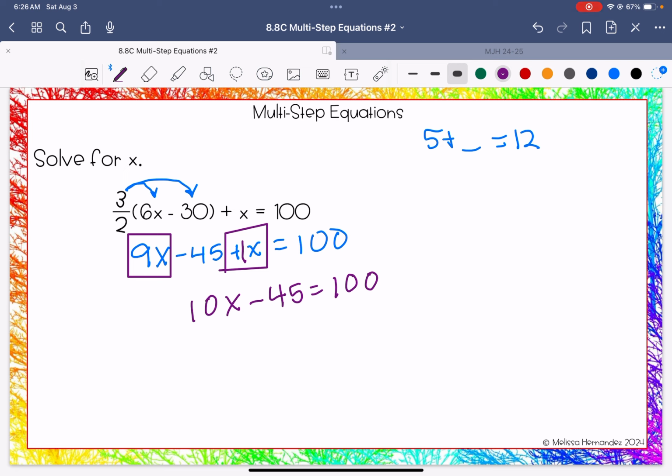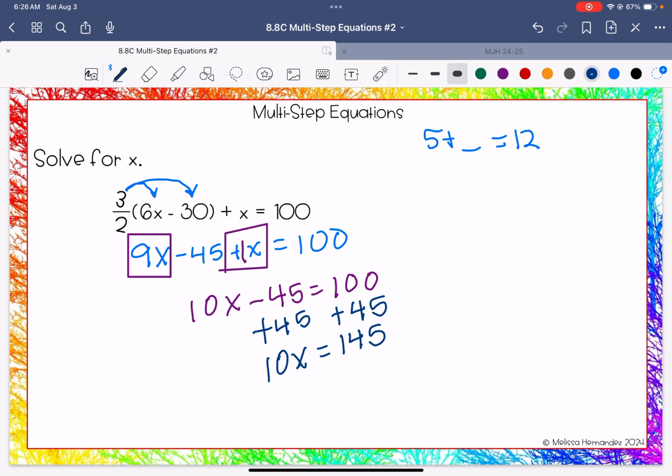Now I'm down to a 2-step equation. So what I'm going to do is inverse operations, which is just the opposite. I'm going to add 45 to both sides. And then I'm going to end up with a 1-step: 10x equals 145.